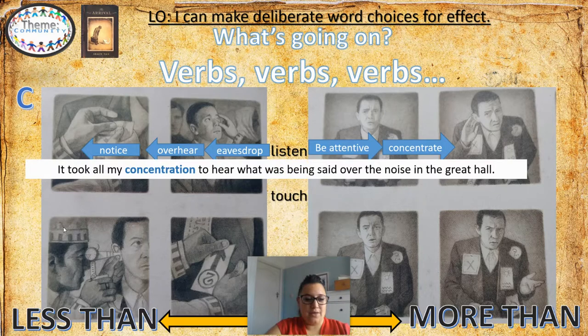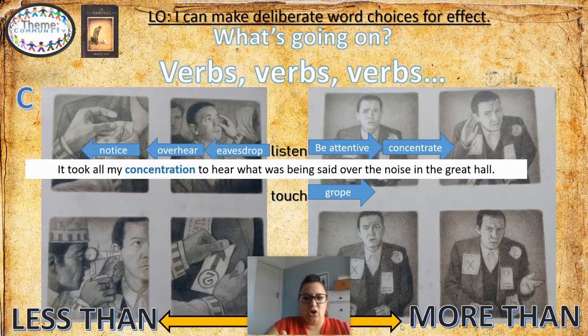Let's see what we've got. It took all my concentration to hear what was being said over the noise in the great hall. Remember the image that I showed you right at the beginning. That concentration, you can see he's really trying. Next verb, to touch something.